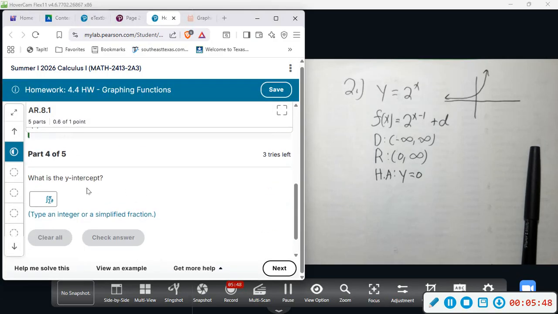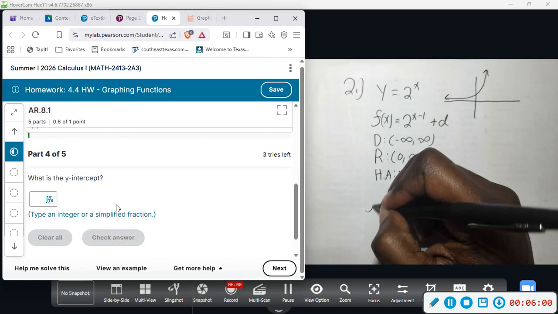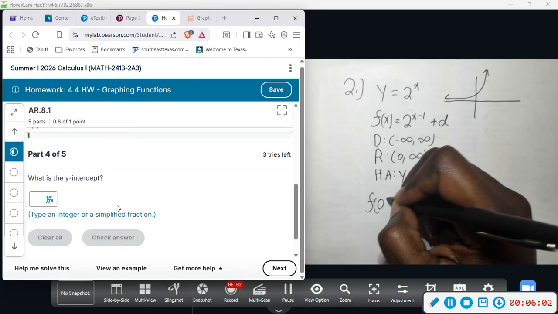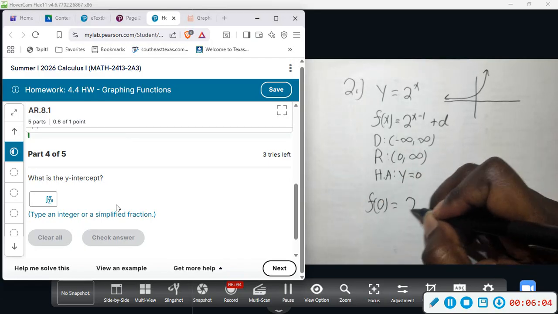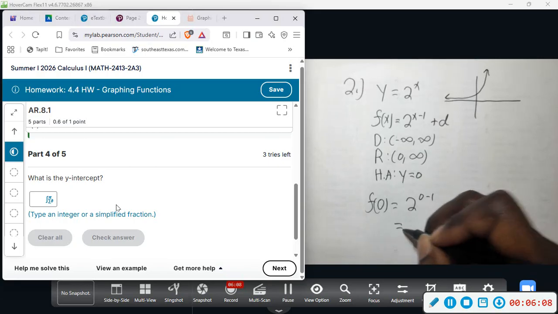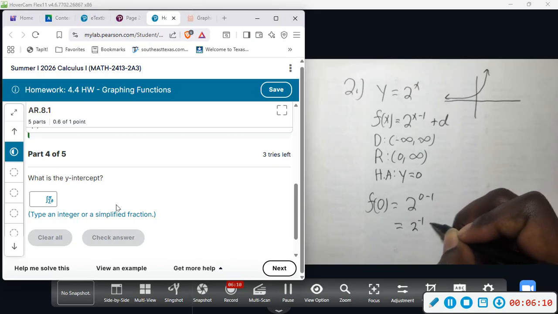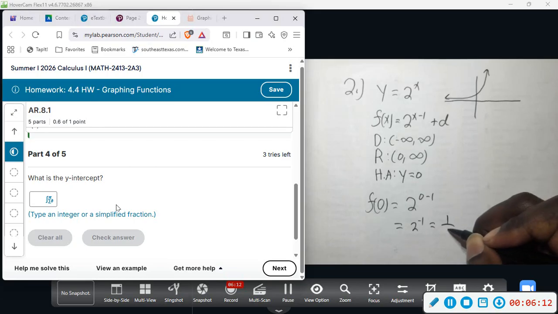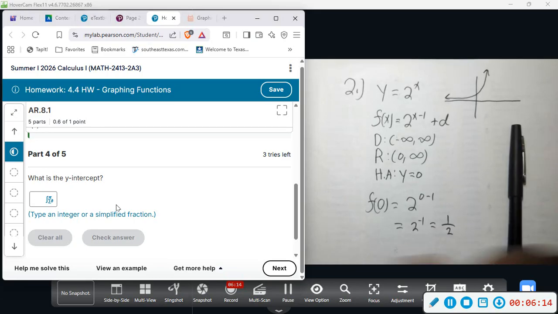All right, part 4, the y-intercept, type in integer. So normally we do an ordered pair, but it says type in integer, so they don't want the ordered pair, otherwise they would say it. So for the y-intercept, we just plug in a 0 for x. And this will give us 2 to the negative 1 power, which is 1/2. Okay. So just 1/2.